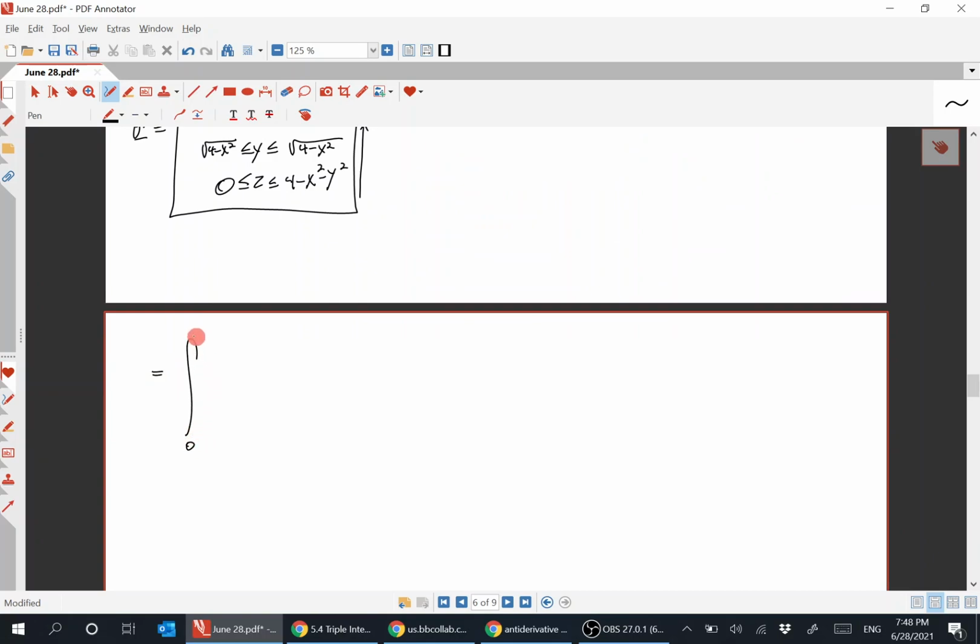So, integral from minus 2 to 2, of x times 4 minus x squared minus y squared, dy dx. Now, let's take a look at this double integral. We could do the antiderivative with regard to y, but what problem would pop up if we did?